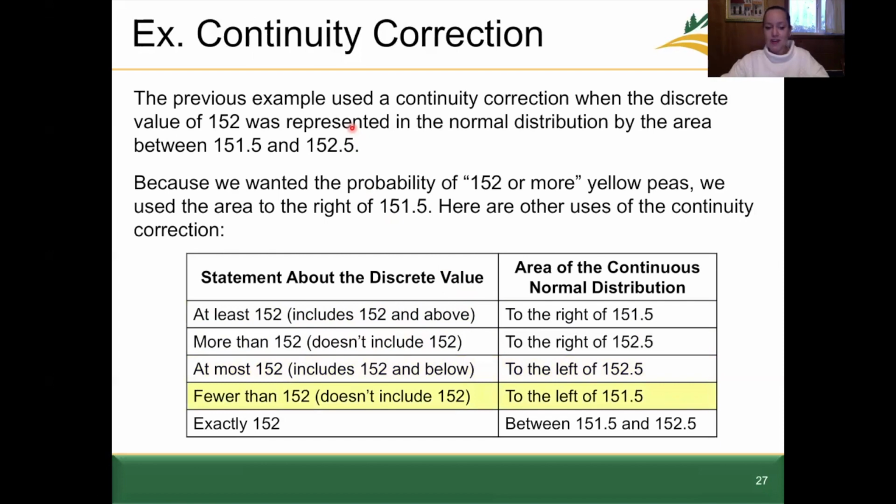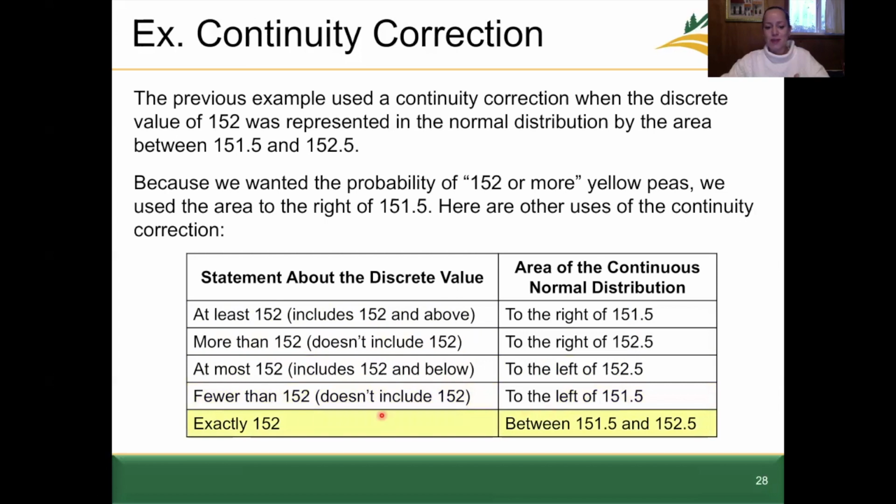Another example of wording: fewer than a certain x value, or fewer than 152. That means we're not including 152. So to find that, we want the area to the left of the lower range of the continuity correction, or to the left of 151.5.